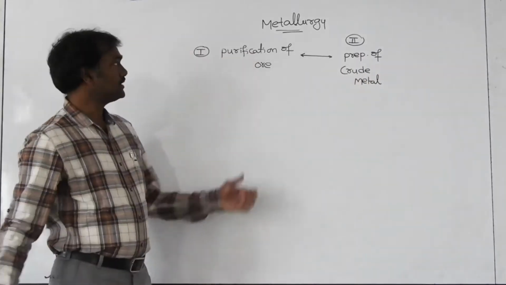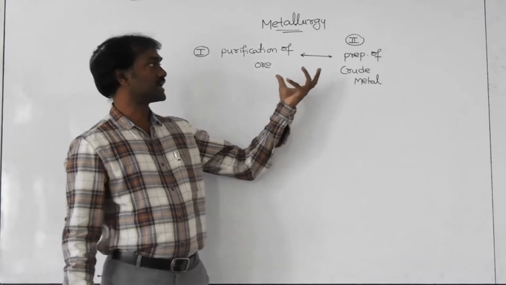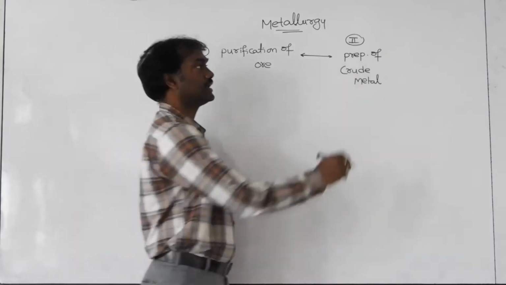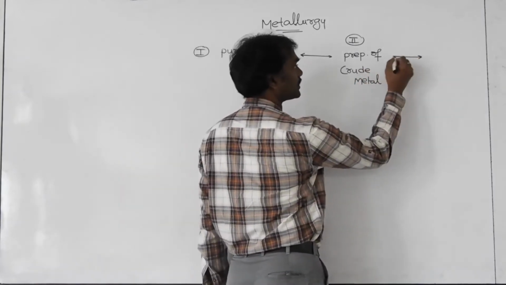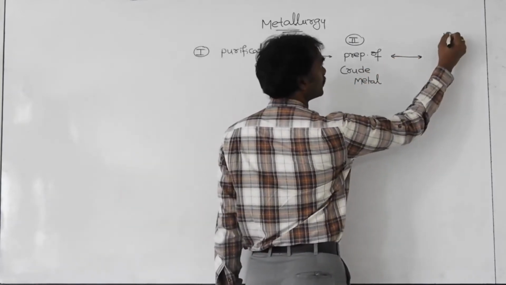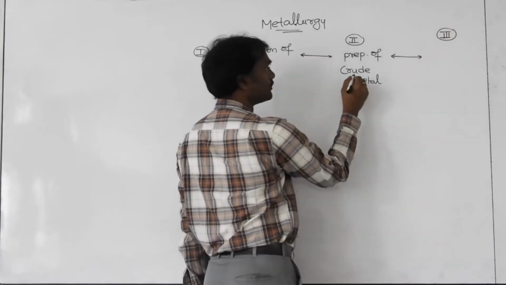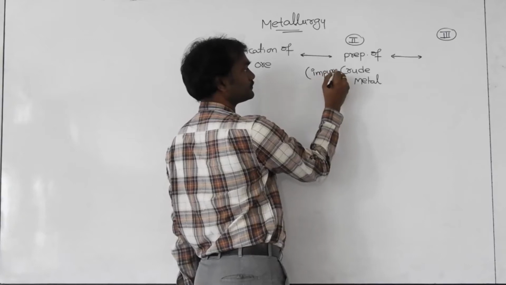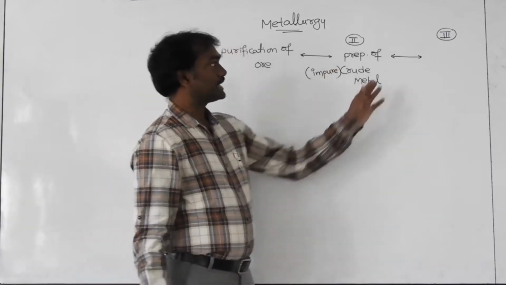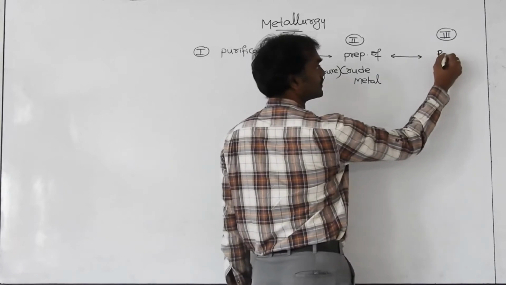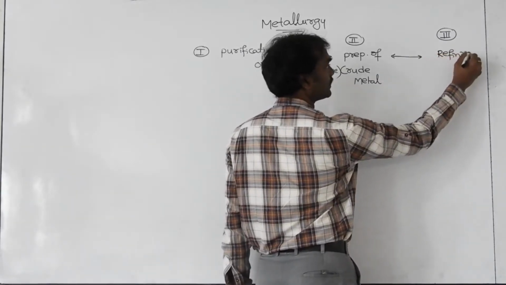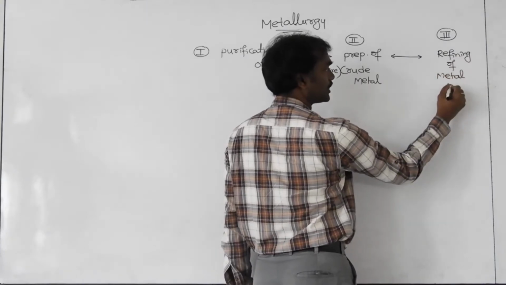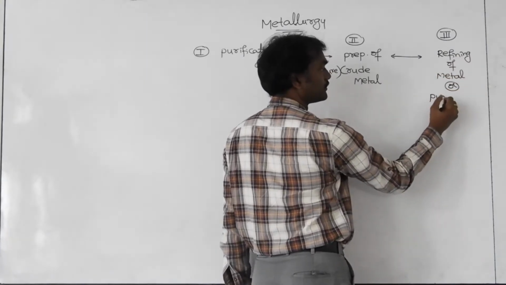So the first one is purification of ore. Second, after the ore is purified, we prepare crude metal. Crude is nothing but impure. So now, refining of metal. The third process is refining of metal, otherwise called purification of metal.